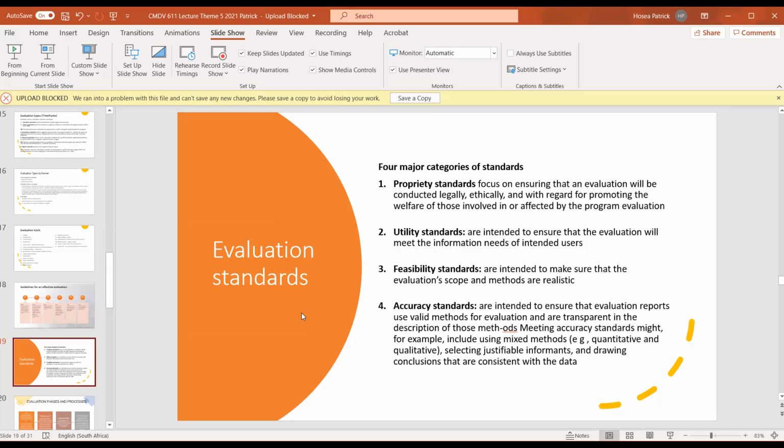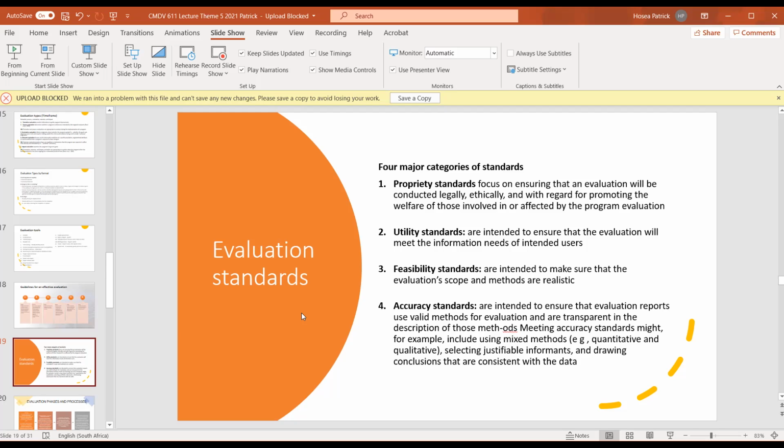We must be able to use it. If your intended user cannot use the results that you come out with after the evaluation, then it is not necessary as it is. So it must meet the utility standard. And then your evaluation must also meet the feasibility standard.